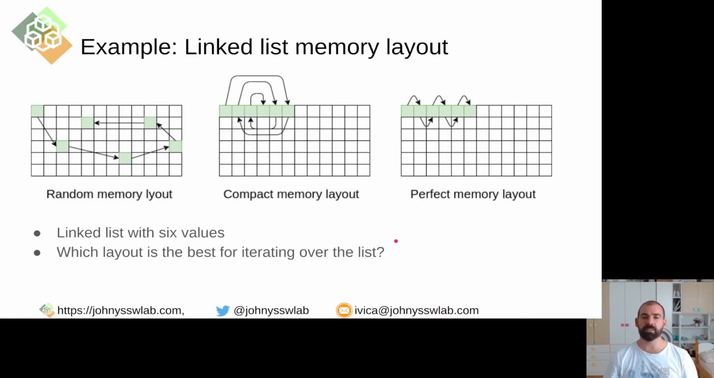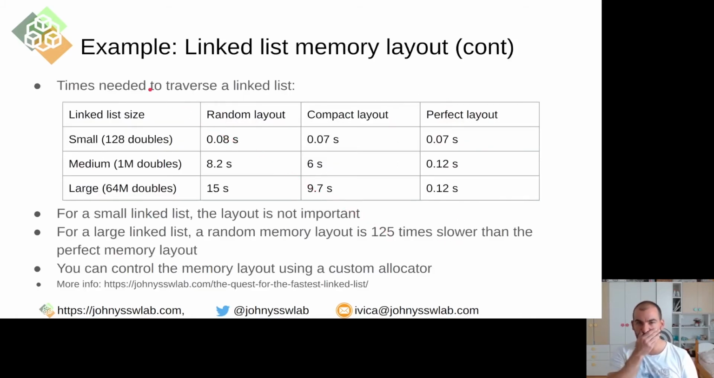Which layout is the best for iterating over the list? Let's see. So we have 3 layouts: random layout, compact layout, and perfect layout, and we have 3 linked list sizes: small with 128 bytes, medium with 1 million doubles, and large with 64 million doubles. So for the small linked list, the layout doesn't matter. See, these numbers are the same. But for medium and large, the perfect layout is much, much better than both compact layout and the random layout. Compact layout is, on the other hand, faster than the random layout. For a large linked list, perfect layout is 125 times faster than the random layout.